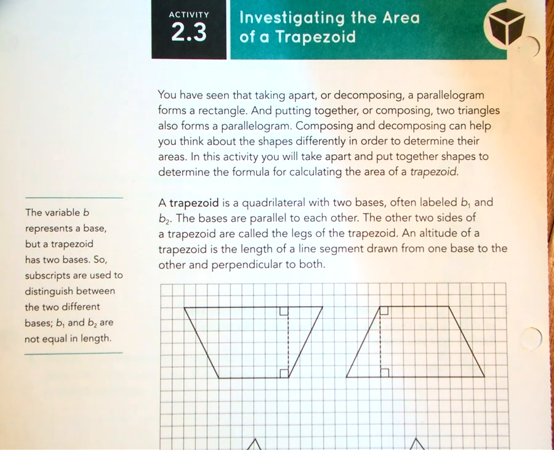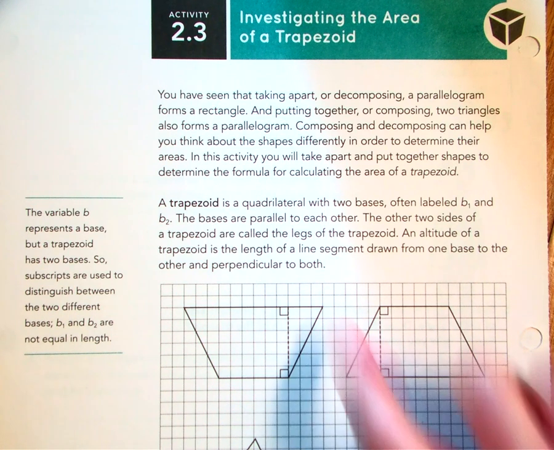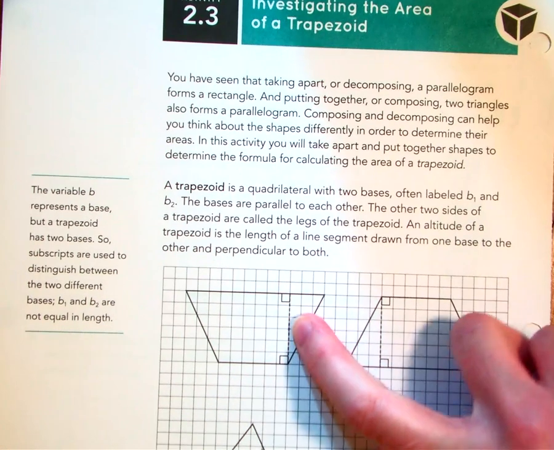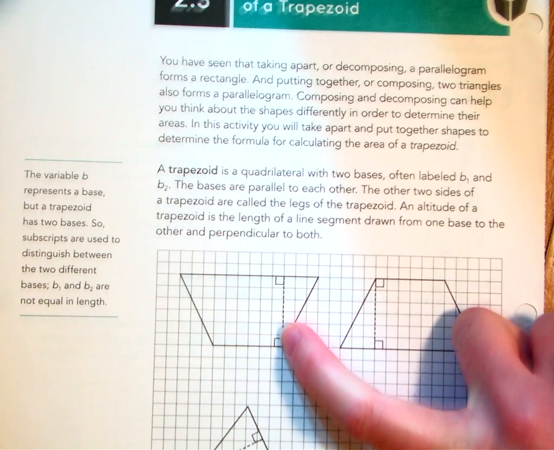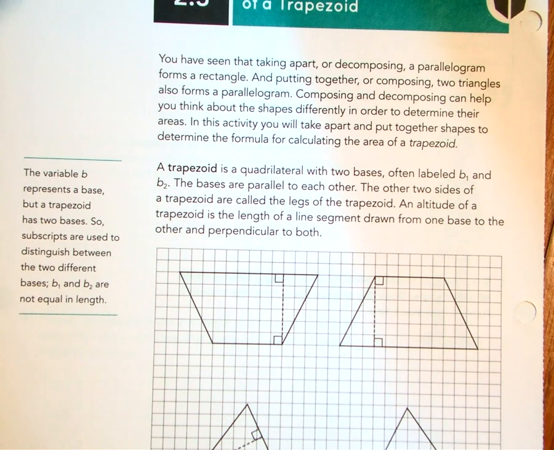You should have seen that in a previous video. The bases are parallel to each other. That means they never touch. The other 2 sides of a trapezoid are called the legs of the trapezoid. An altitude of a trapezoid is the length of a line segment drawn from one base to the other and perpendicular to both. That has a whole lot of fancy words that says this is a base, this is the base, and this guy, the altitude, is really your height, and he creates right angles with your bases.